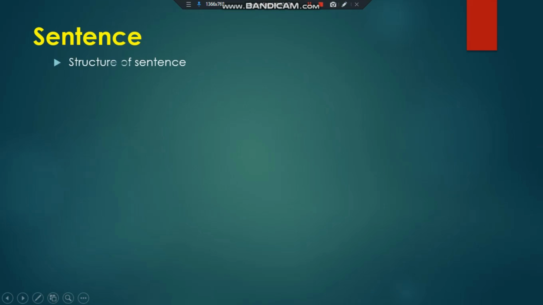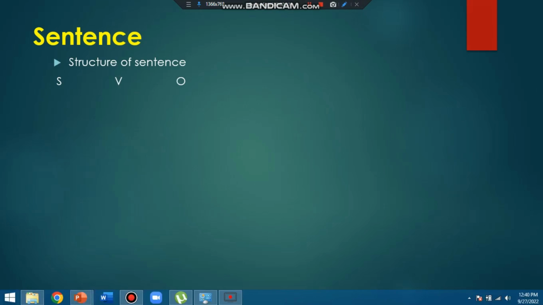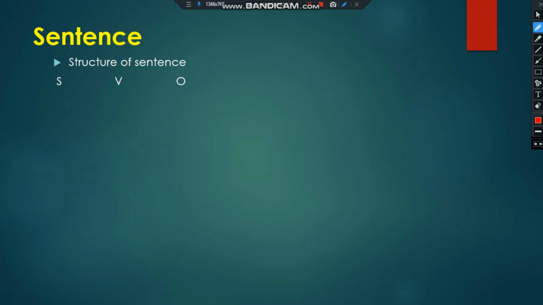The first thing that should be kept in mind is that in a sentence we have certain basic things, and those are very important. The first one is subject, the second one is verb, and the third one is object. So this is the very basic structure of a sentence, right?